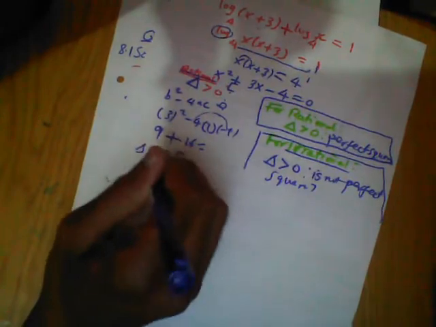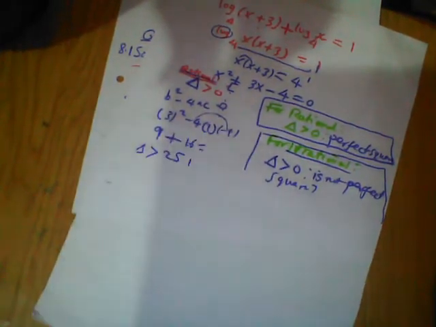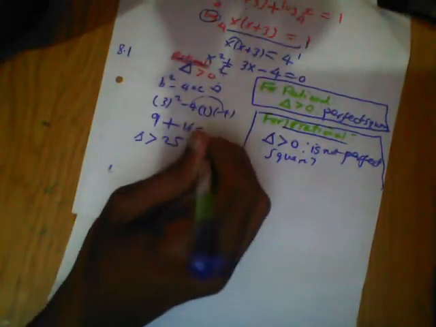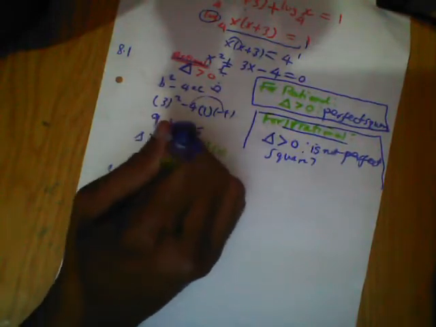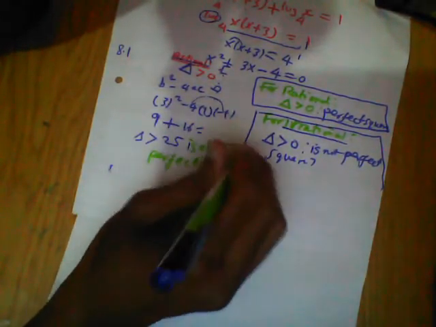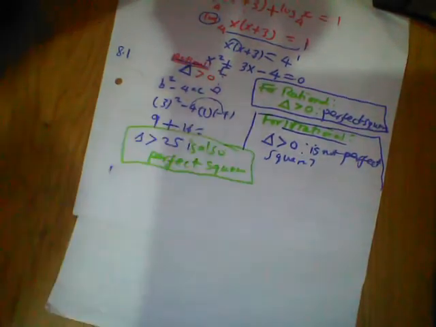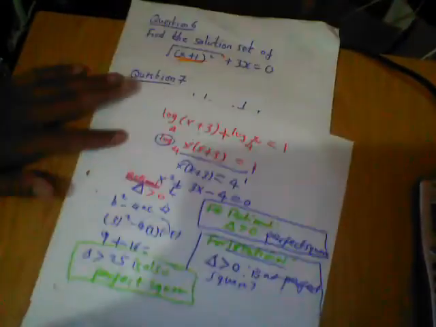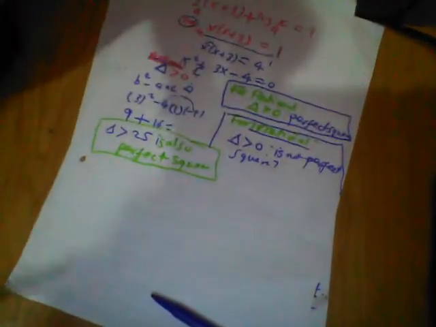Yes, so our discriminant is greater than 0, but it's also a perfect square. So if it's also a perfect square, then it's going to be rational. What do you mean about that? Let's plug into the quadratic formula.